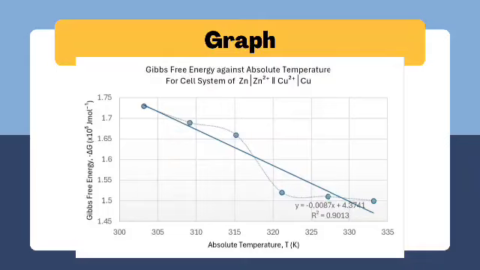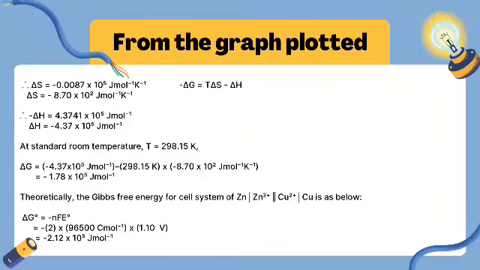Then we get the linear graph with equation y equals negative 0.0087x plus 4.3741. The graph shows Gibbs free energy is inversely proportional to the absolute temperature. From the graph we plotted, to get delta S and delta H, we compare with the equation y equals mx plus c. Delta S is the gradient, which is negative 8.70 times 10 to the power of 2, and delta H is the y-intercept, which is negative 4.37 times 10 to the power of 5 J per mole.